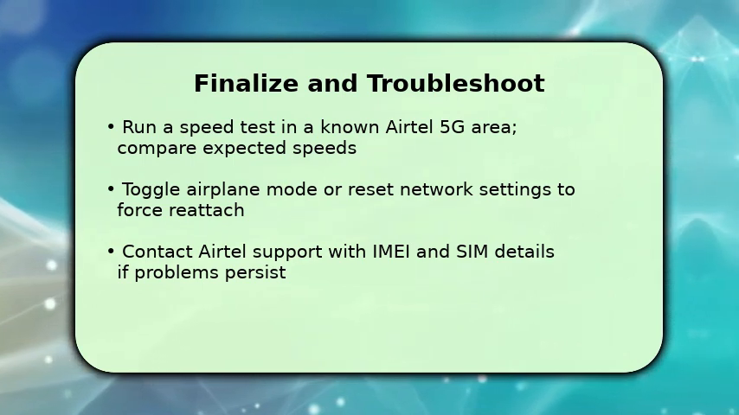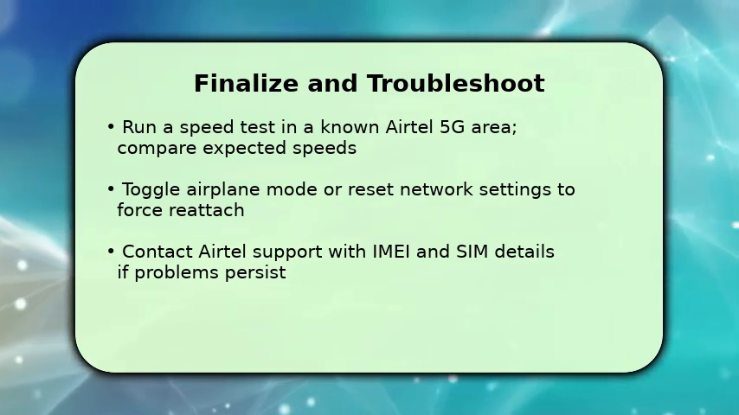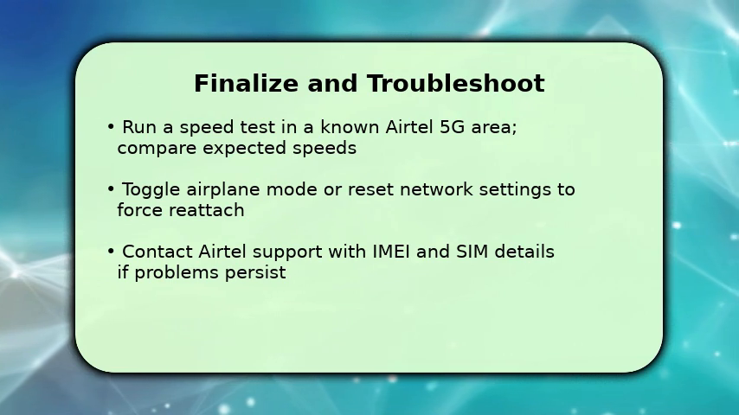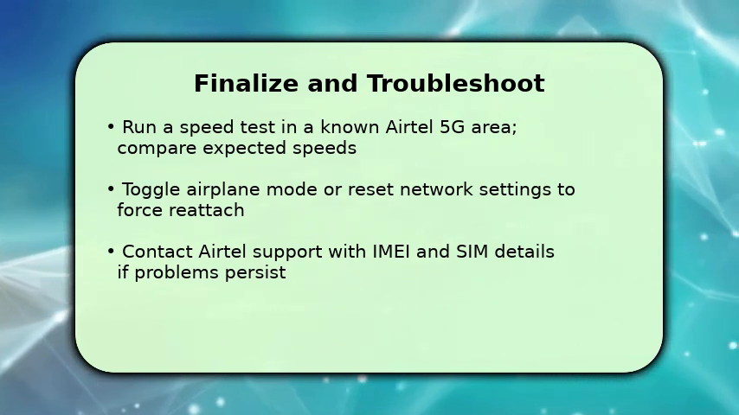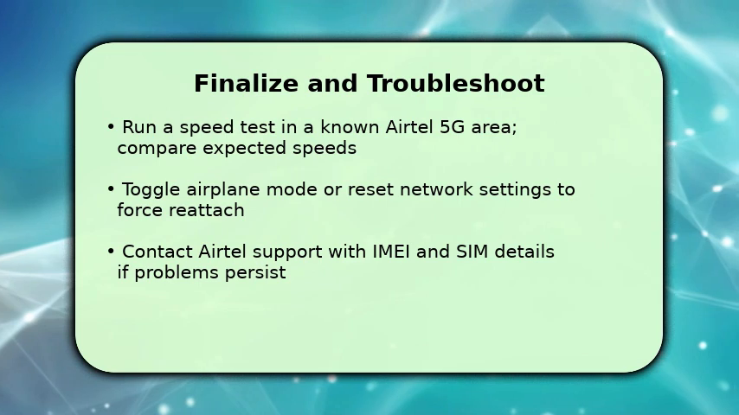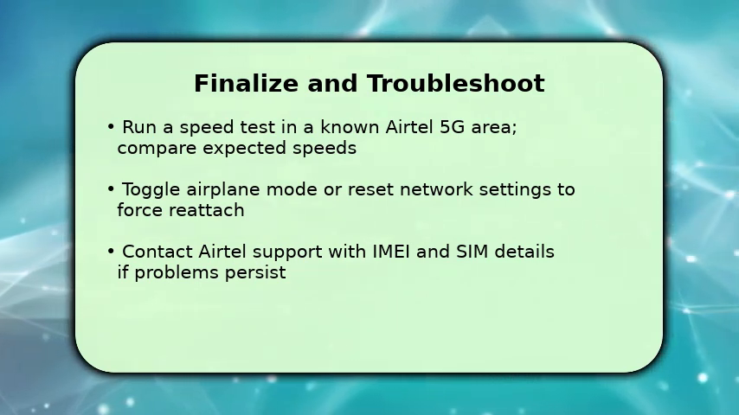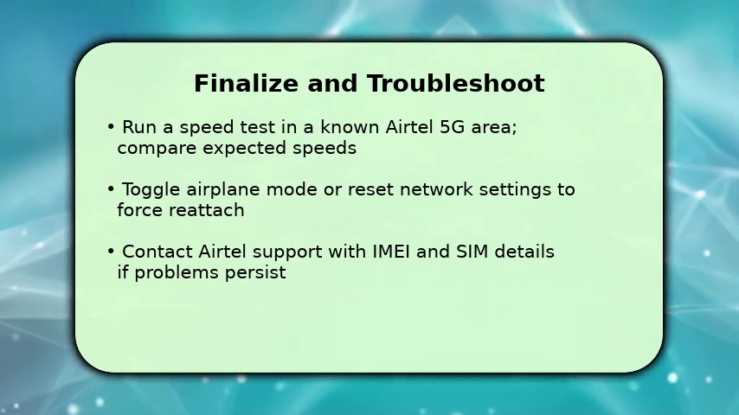If you don't get 5G, toggle airplane mode or reset network settings to force reattach, then reboot. Make sure the SIM is in the correct slot and the plan is active. If issues continue, contact Airtel support with your IMEI and SIM number. That lets them check provisioning and tower registration quickly.